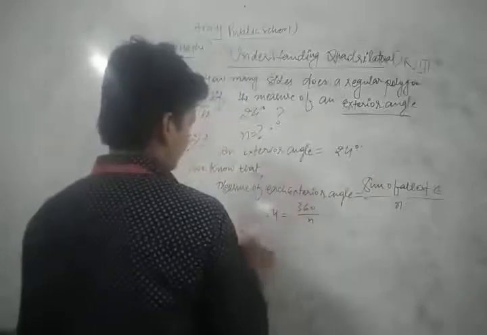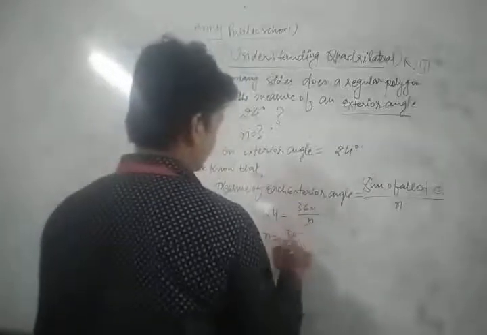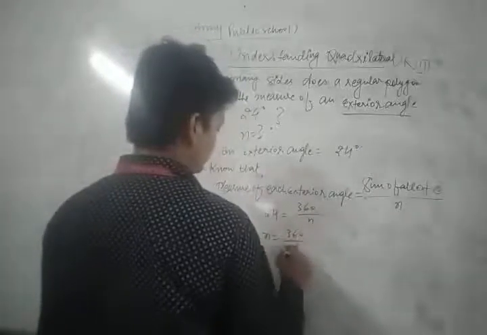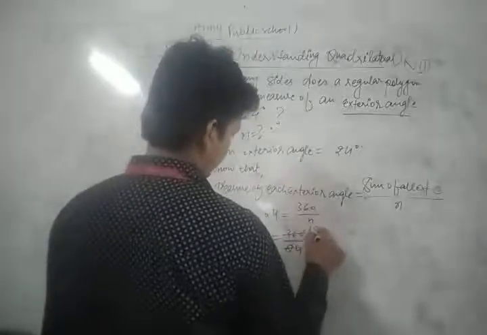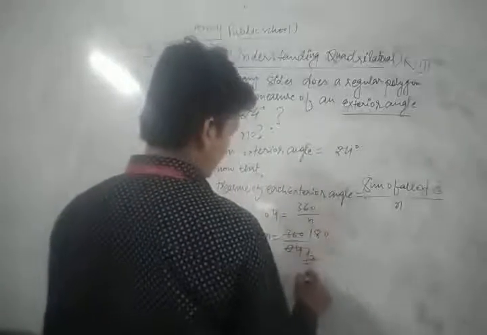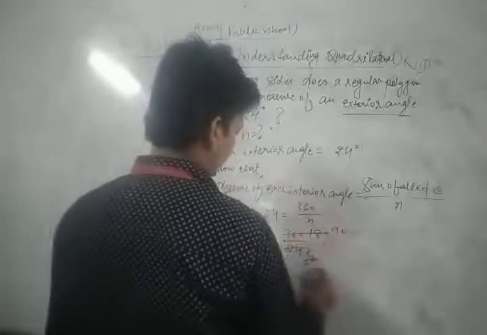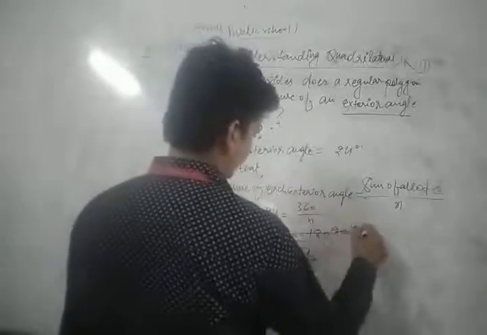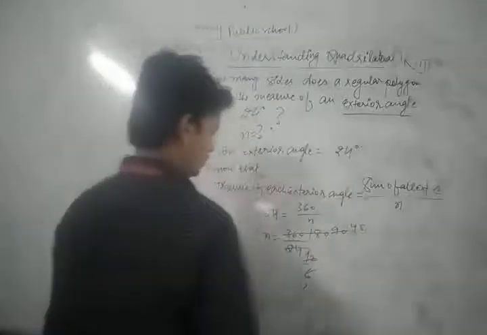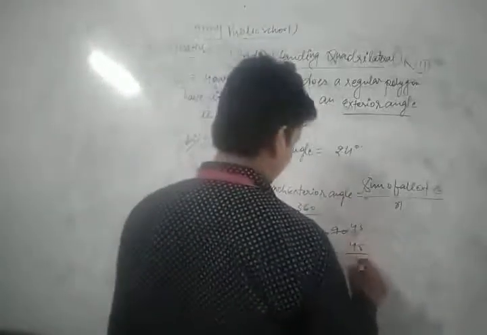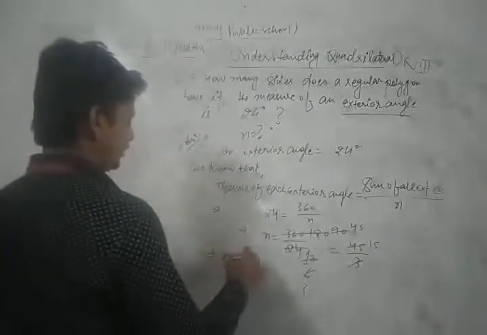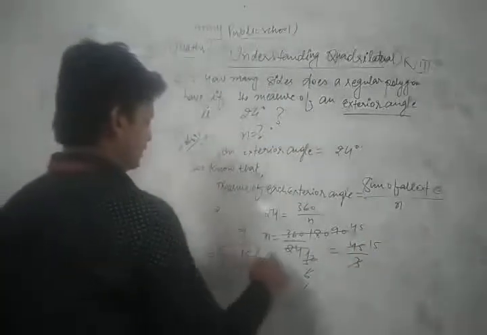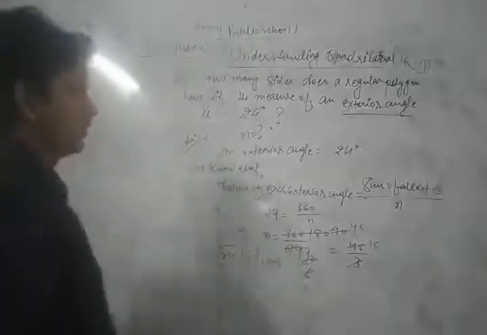Thus the value of n is what? 360 upon 24. Now 12 2s, this is 180, again by 2, 2 6s are 90, 2 3s are 45. Okay, now 15 upon 3, 15 3s are 45. Thus the number of sides is what? 15. This is the required solution of the given question.